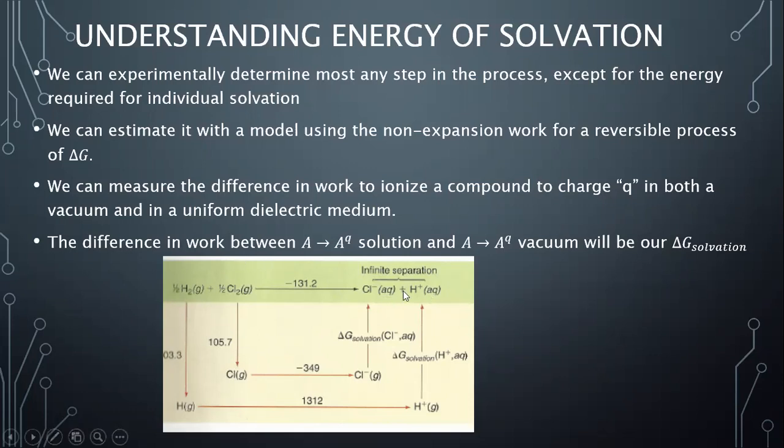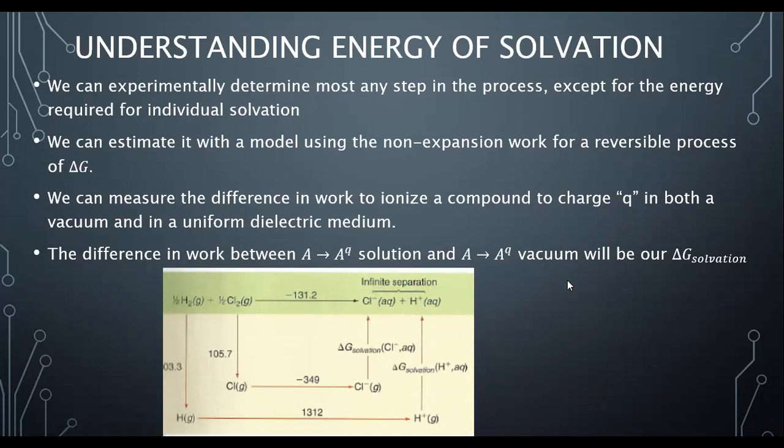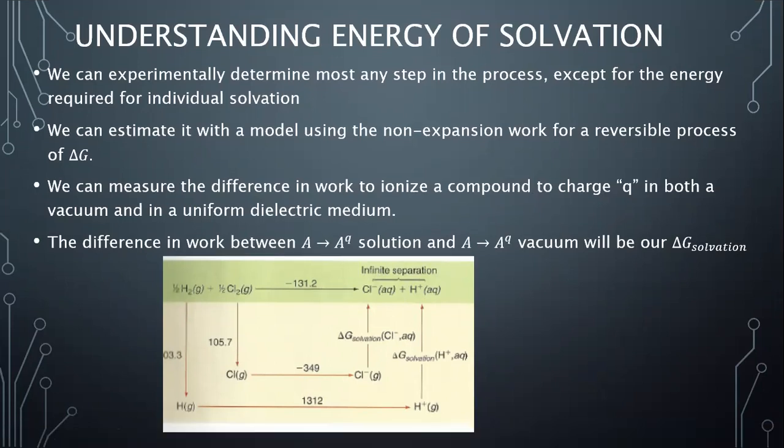Measure the difference in work to ionize a compound to charge Q in both a vacuum and a uniform dielectric medium. So you essentially have a solution with a uniform conductance versus a compound in a vacuum, and we're ionizing it and seeing how much energy difference there is. That's going to be our Gibbs solvation. So the difference in work between this in solution and this in a vacuum will be our delta G solvation.